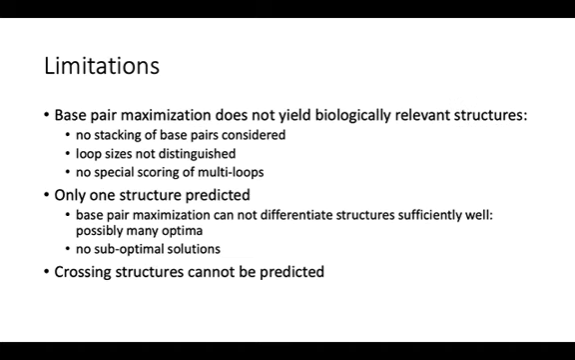So limitations of this: base pair maximization does not yield biologically relevant structures. How is it not relevant? No stacking of base pairs is considered, loop sizes are not distinguished, no special scoring of multi loops. Only one structure is predicted, so base pairing maximization cannot differentiate structures sufficiently well, possibly many optima, no suboptimal solutions. Crossing structures cannot be predicted. So these are the 3 limitations of this.